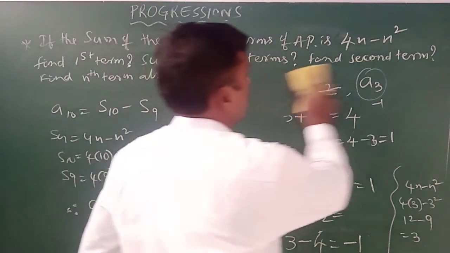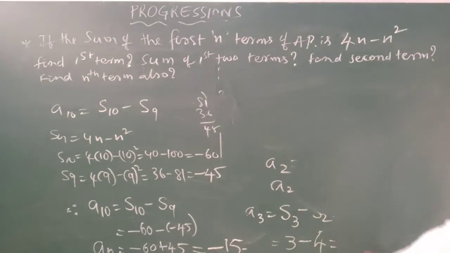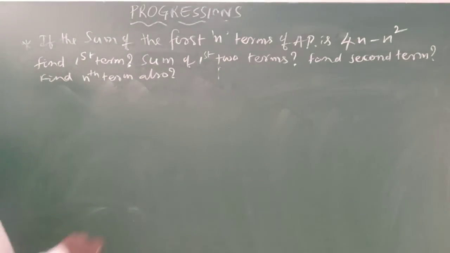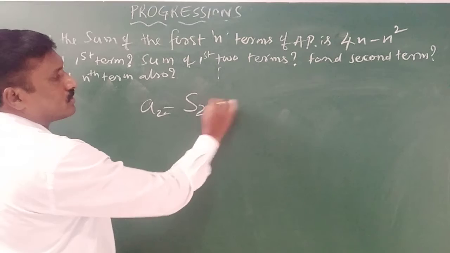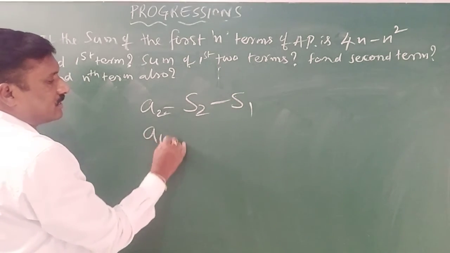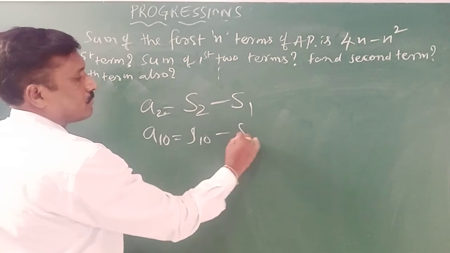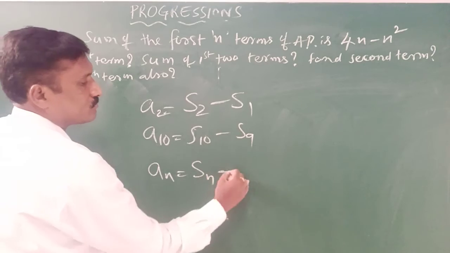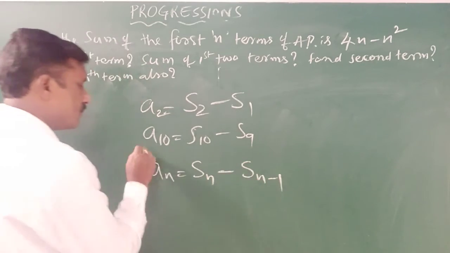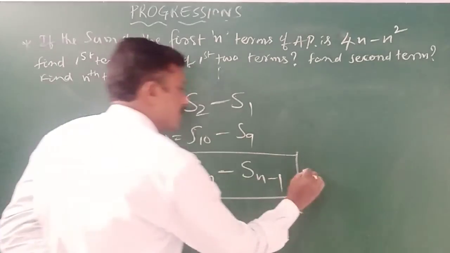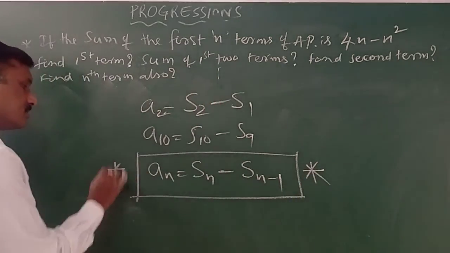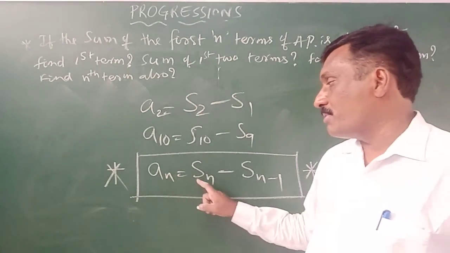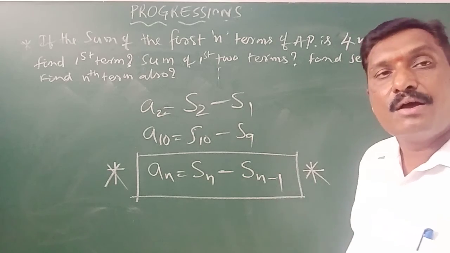Now I am coming to the nth term. How do you get the nth term? Okay, how did you get the second term? Sum of the two terms minus sum of the one. How did you get the 10th term? Sum of the 10 terms minus sum of the 9 terms. I want the nth term. So sum of the n terms minus sum of the n minus 1 terms. You will get another new principle. The nth term formula, we can also say, is the sum of the n terms minus the sum of the n minus 1 terms.